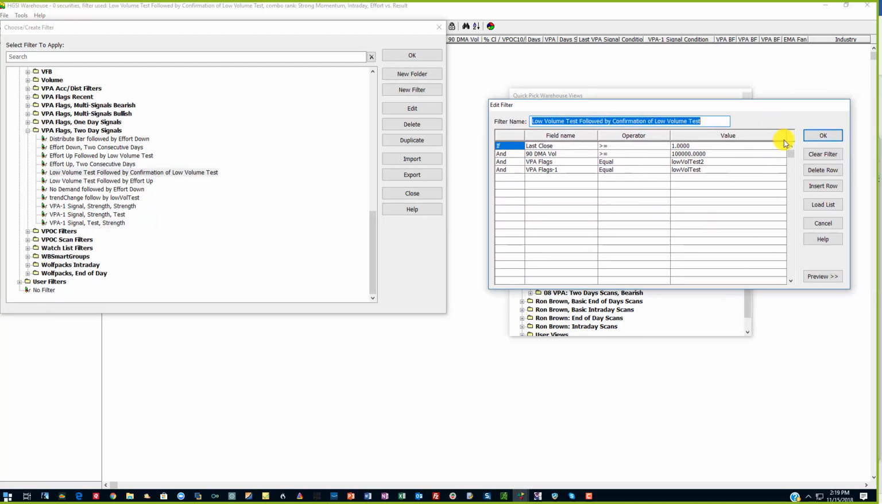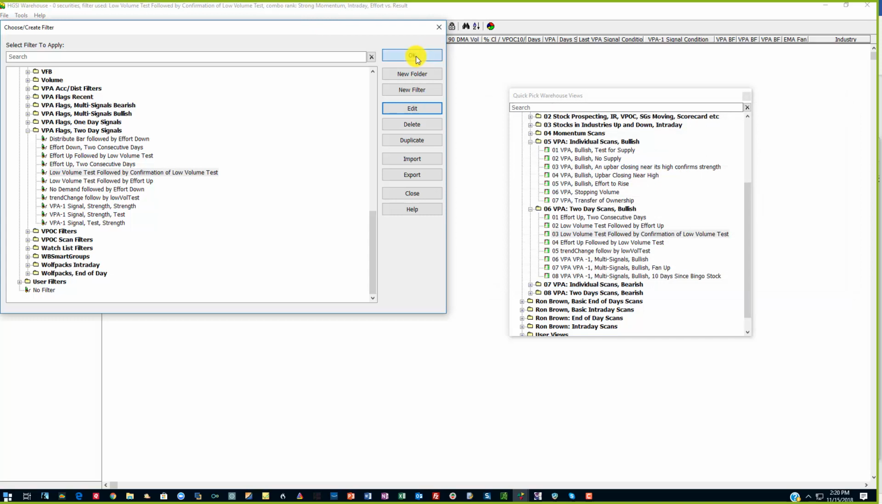In this instance, these low volume tests followed by a confirmation of the low volume test. These two would have to come up in sequence. This would be 2 days ago, excluding today, and then yesterday. And these combinations just really don't come up that much.